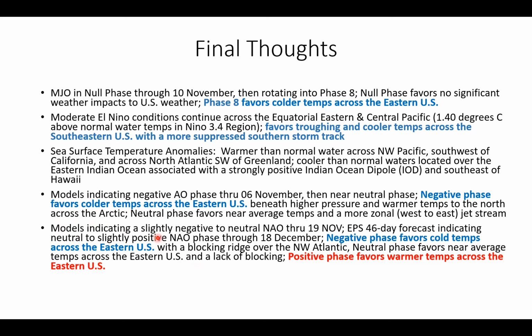Models are indicating a slightly negative to neutral NAO, North Atlantic oscillation, through 19 November. And the EPS 46-day forecast going out through 18 December indicates neutral to slightly positive NAO phase. Now, negative NAO phase favors cold temps across the eastern U.S. We get blocking upstream, this blocking ridge across the northwest Atlantic. And the neutral phase favors near average temps in general across the eastern U.S. and a lack of blocking. If we were to get the positive phase of the NAO, that would favor warmer temperatures across the eastern U.S.